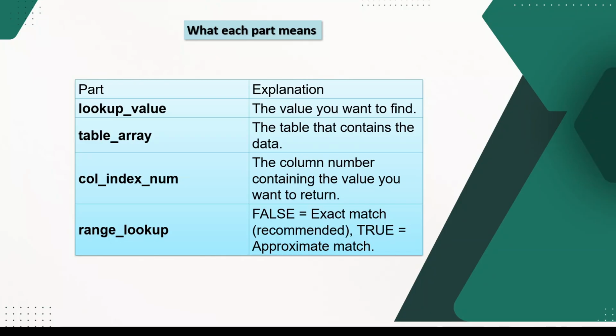Lookup value, the value you want to find. That's the lookup value. Table array, this is the table area. I like to outline this to my learners. I always say this is the table area, the table that contains the data. And then column index number, the column number containing the value you want to return. And then we have the range lookup. This is whereby now you outline if you want the exact match, the approximate match, etc. But when you say false, it is the exact match. So when you say false right there, you'll get the exact match, and then true will be just an approximate match.